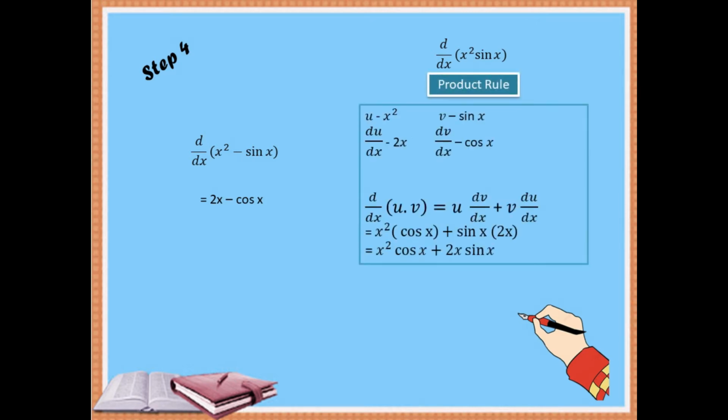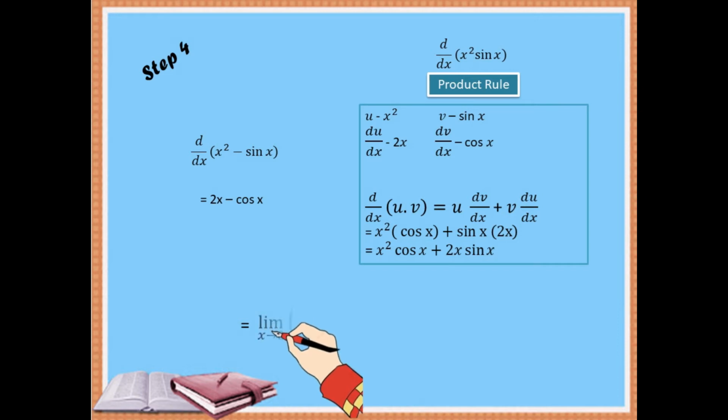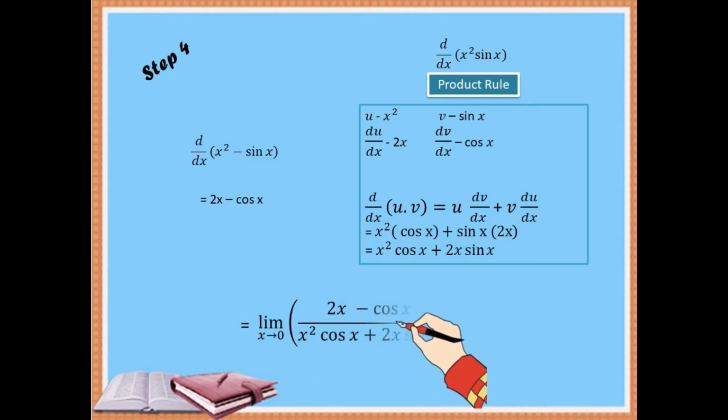So we let u be x^2, and we differentiate u to become 2x. v is sin x, and the derivative of v becomes cos x. So we substitute into the product rule formula, u dv over dx plus v du over dx. So it becomes x^2 cos x plus 2x sin x, so the limit as x approaches 0 of (2x minus cos x) for the numerator divided by (x^2 cos x plus 2x sin x).